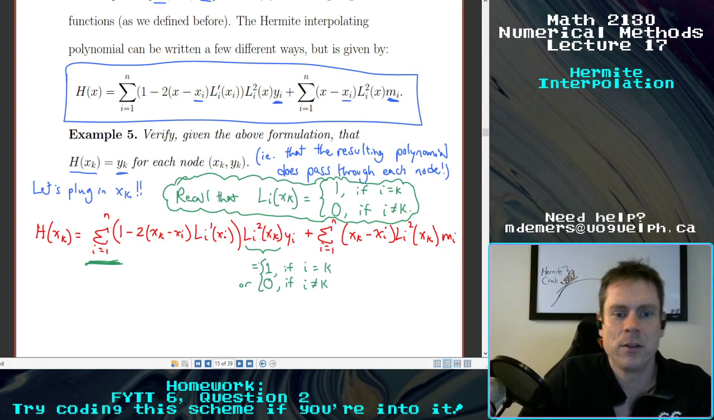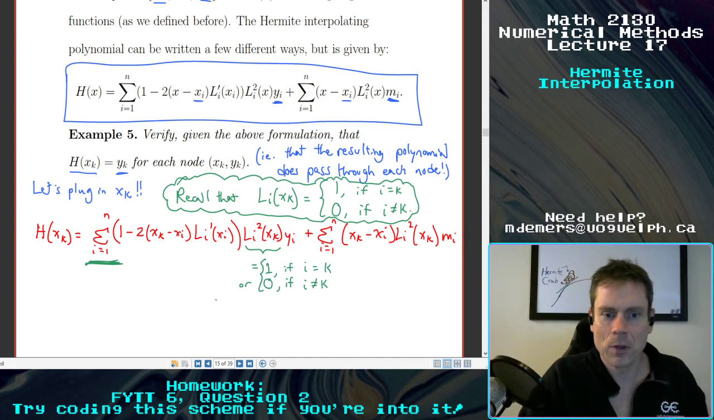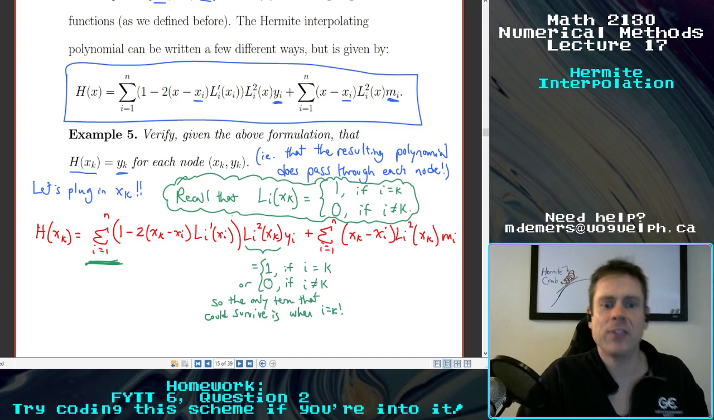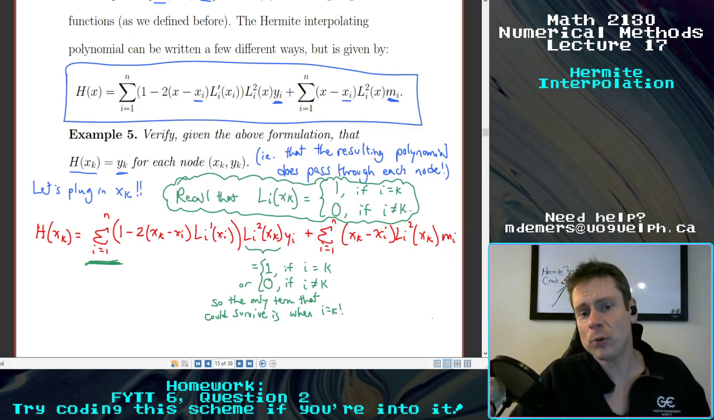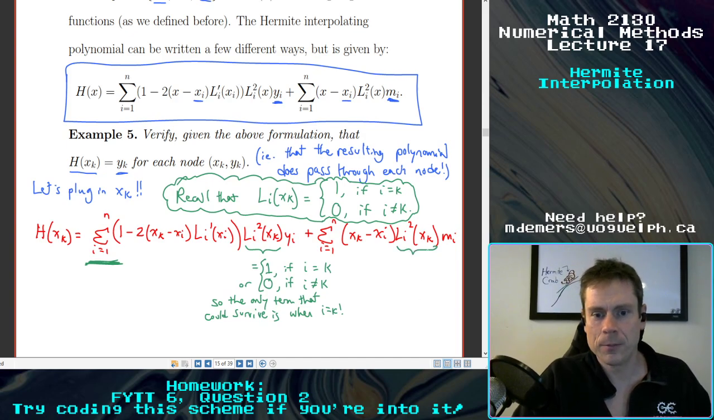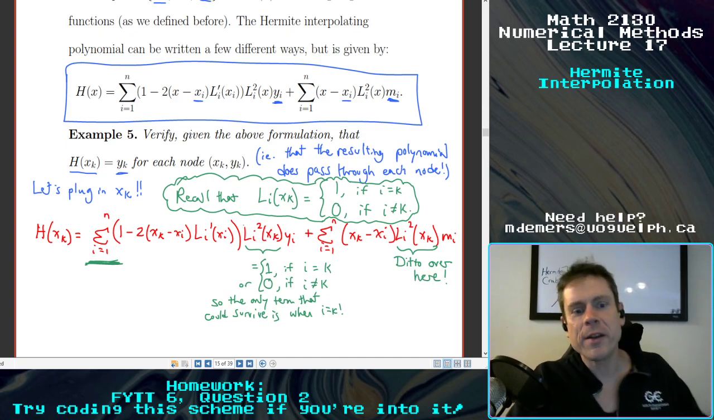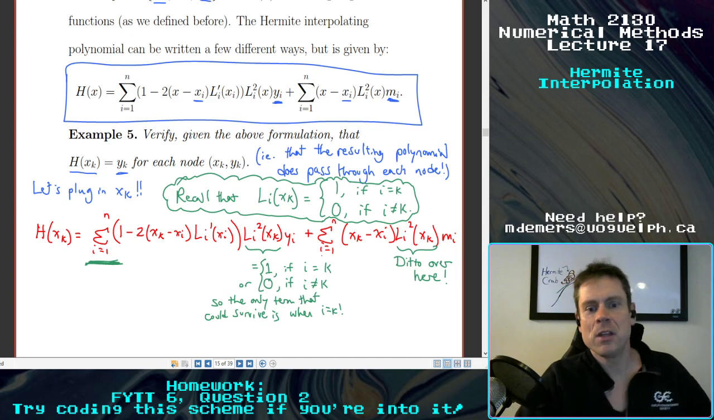Right, okay. So the only term that could survive is when i equals k, because all of the others are just going to be flattened to 0. Okay, same sort of thing over here. I'm going to say ditto over here. But there's something that's going to happen in each one of those.